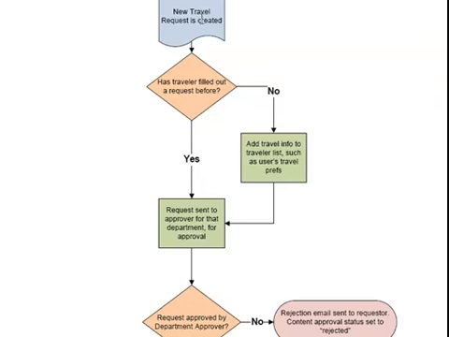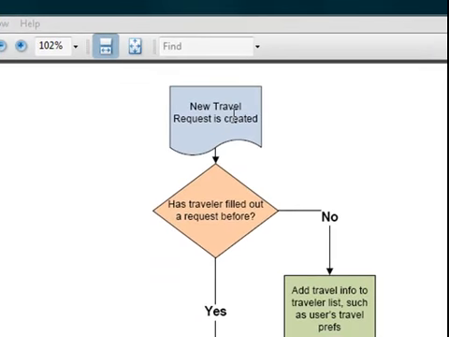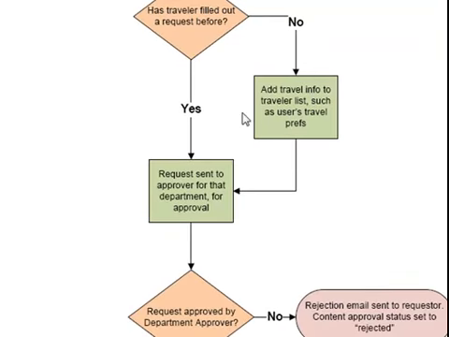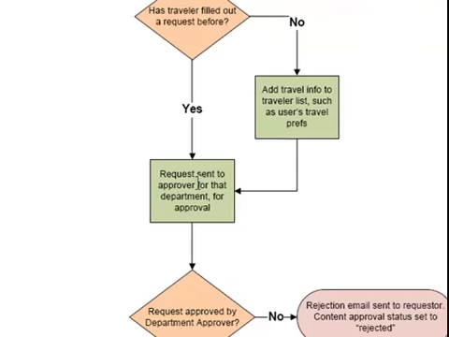So first we have when the new travel request is created, then we have an event that says, has a traveler ever filled out a request before? And if they haven't, then they have to fill out some traveler information just about themselves. It's got preferences having to do with travel, whether they like smoking, non-smoking rooms, window seats, aisle seats on airplanes, and things like that. But if they have already filled out one of those, then the request is sent to the approver for their department for approval.